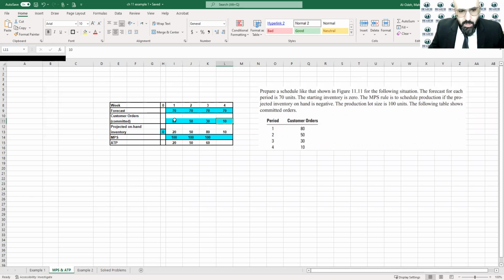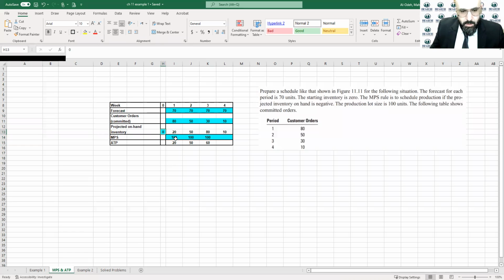Now let's find out when we need the MPS and when we need to do the available to promise. Whenever you have an MPS, you have to do available to promise. So here, for example, on week 4, we don't have an MPS, so we don't need to do an available to promise. All right, let's take a look into the projected inventory on hand.